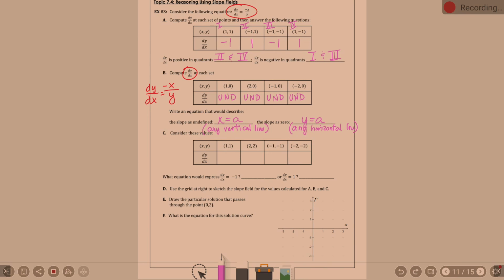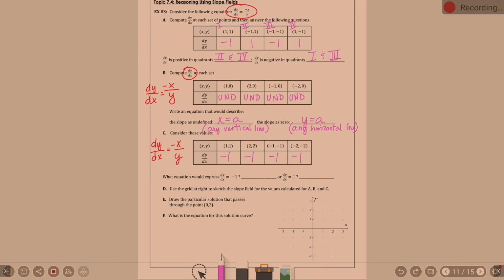Consider another set of values. Again, all the way down the page, dy/dx is negative x over y. What do we got? Negative of 1 over 1 is going to be negative 1. What about 2, 2? Negative 1. The ordered pair negative 1, negative 1? And negative 1.